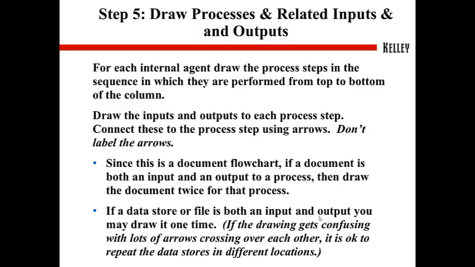Step number 5. For each internal agent, draw the process steps in the sequence in which they are performed from top to bottom in the column. And then for each process step, draw the input and the output that are performed with each step. Don't label the arrows again.